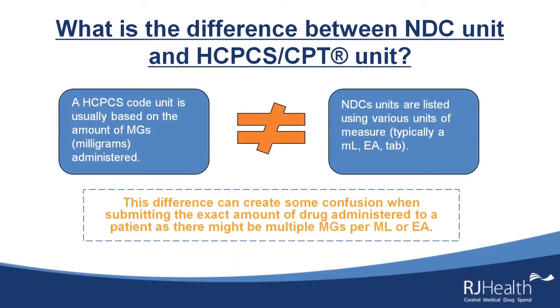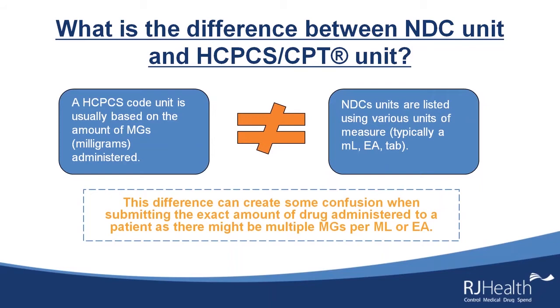So there's a good question. What is the difference between an NDC unit and a HCPC code unit? As I mentioned, CMS will create a HCPC code with a generic product name and billable unit strength. Those billable unit strengths are usually done in milligrams, so the amount of milligrams administered.